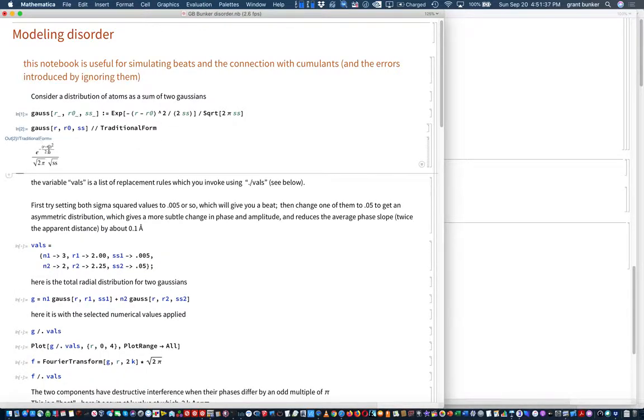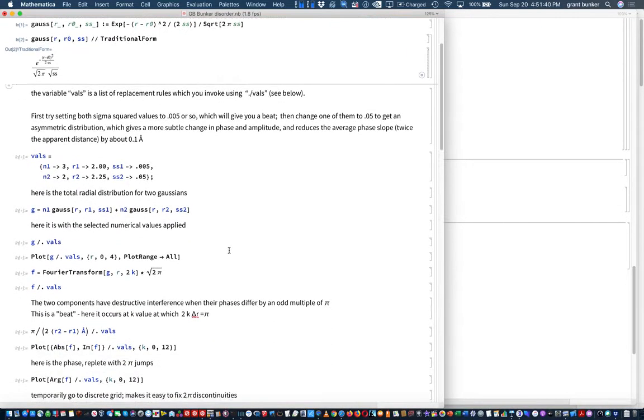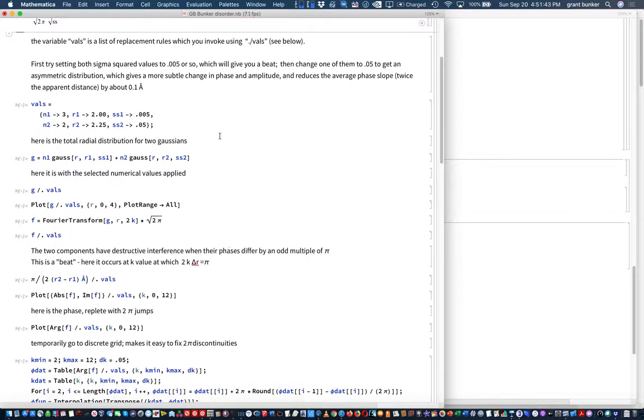Here's just a Gaussian function. It's normalized, and I'm going to use it. What I'm going to do here is concoct some distributions that are relatively simple, to show you how these cumulants emerge naturally when you're dealing with groups of atoms. This just assigns values to different parameters. I'm going to take 2 shells here. I'm going to let N1 be 3 atoms at 2 angstroms with a sigma squared of 0.005 angstrom squared. And the other one, I have 2 atoms at 2¼ angstroms at 0.005.